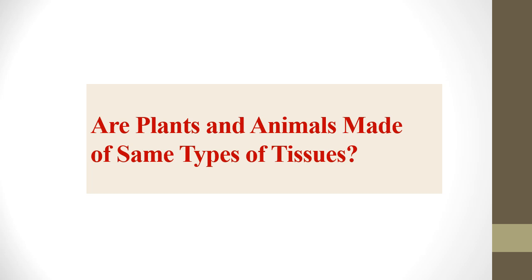Animals, on the other hand, move around in search of food, mate, and shelter. They consume more energy as compared to plants. So, most of the tissue they contain is living.